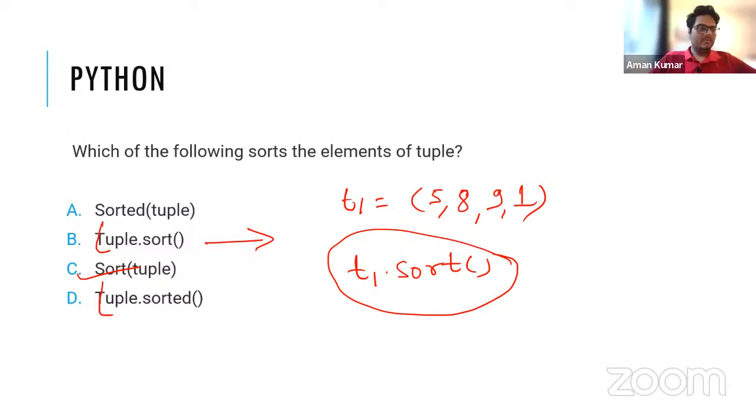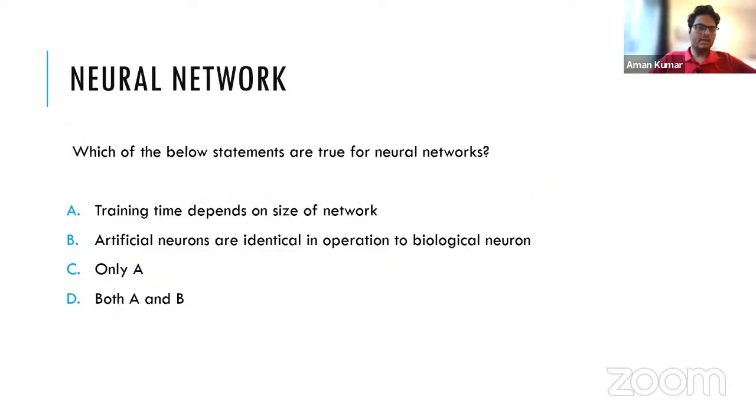Please press like once, the new people who have joined, and let's go to the next one. Which of the below statements are true for neural networks? Training time depends on size of network. True or false? Artificial neurons are identical in operation to biological neurons. True or false? D, both A and B.